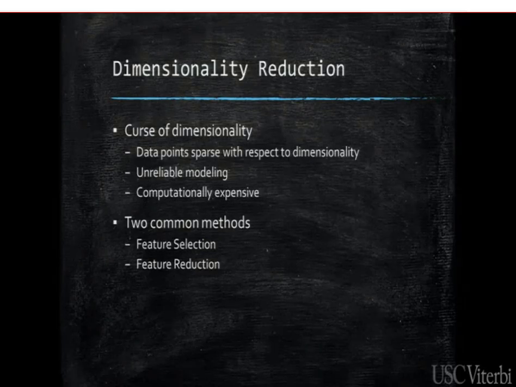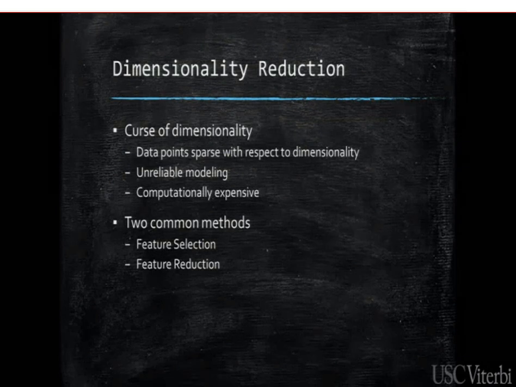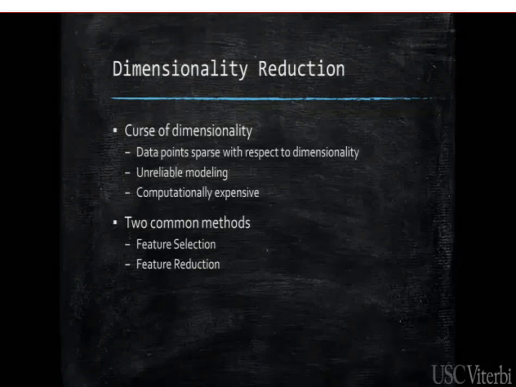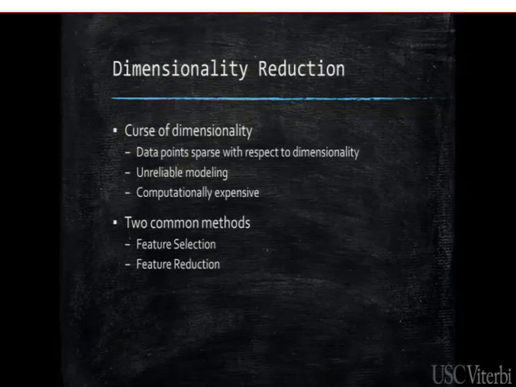If I want to make any statistical decisions, and all algorithms make some kind of statistical decision, it will not be accurate because I don't have sufficient data points in that dimensionality. Secondly, a lot of features or dimensions are correlated to each other, so they have a lot of redundant information, which is not useful. And processing high dimensional space is also computationally expensive.